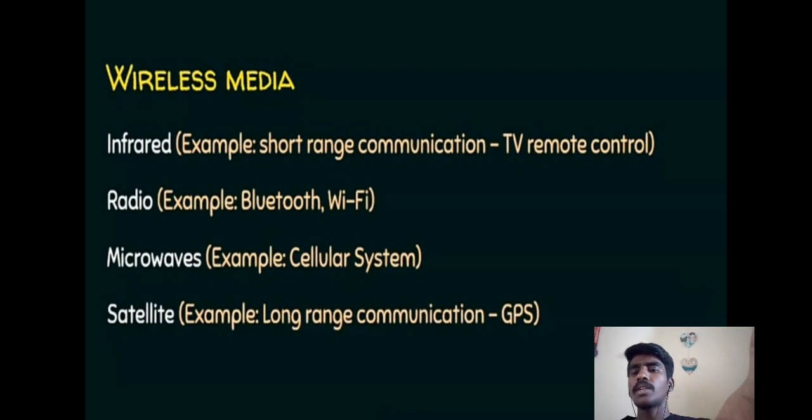Now radio waves are nothing but Bluetooth and your Wi-Fi. It is somewhat longer range than infrared. Whereas microwaves are what we use for mobile phones. Whereas satellite media is used for GPS and all these things.